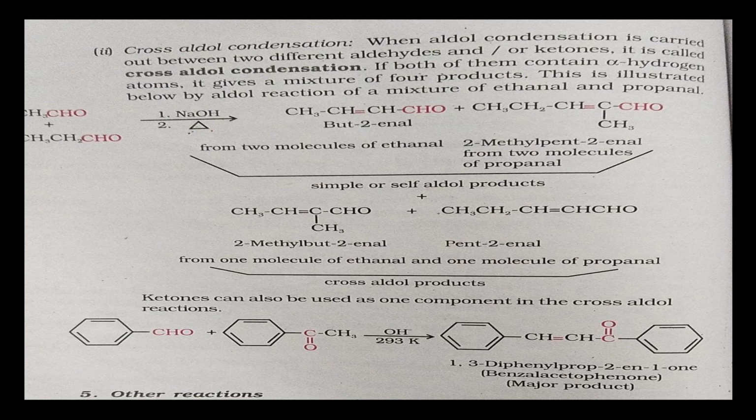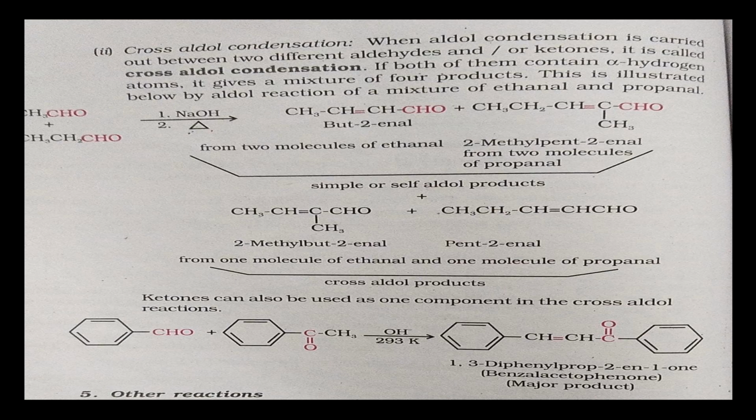Second one, cross-aldol condensation. When aldol condensation is carried out between two different aldehydes and or ketones, it is called cross-aldol condensation. If both of them contain alpha hydrogen atoms, it gives a mixture of four products. This is illustrated below by aldol reaction of a mixture of ethanal and propanal.